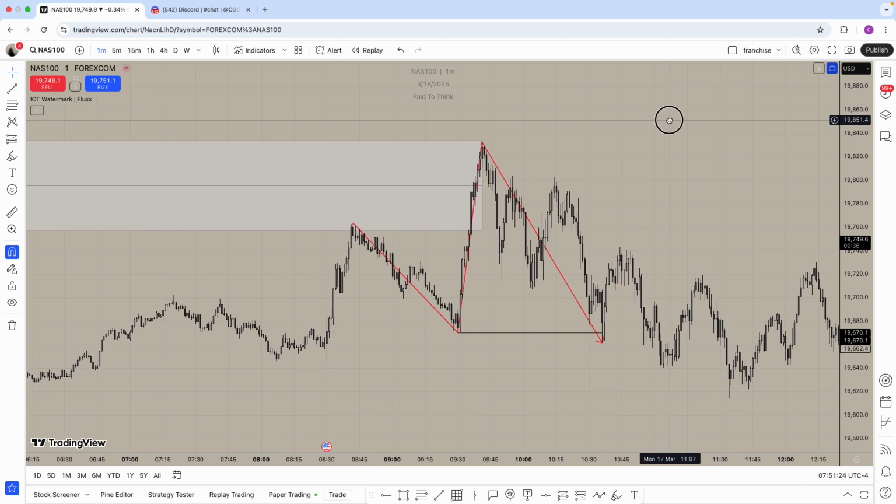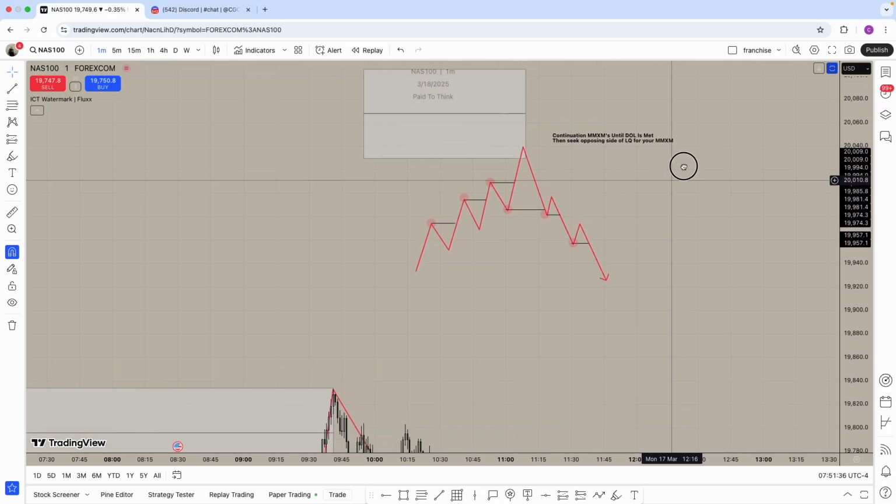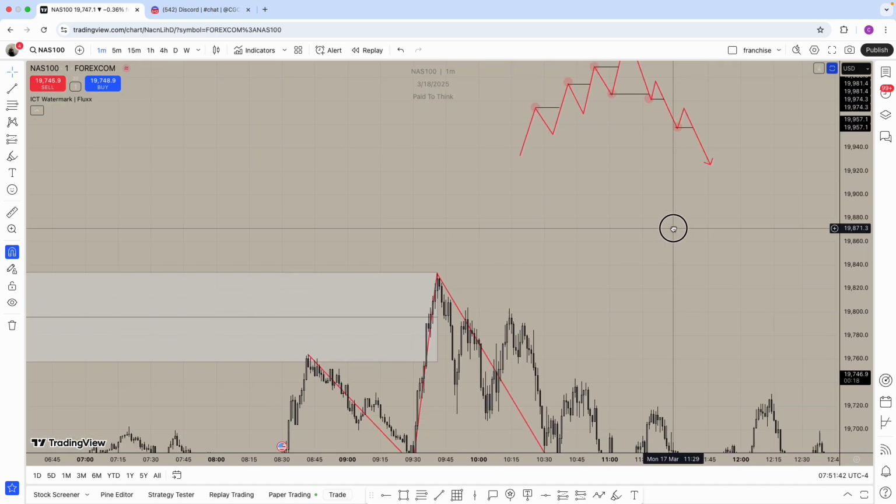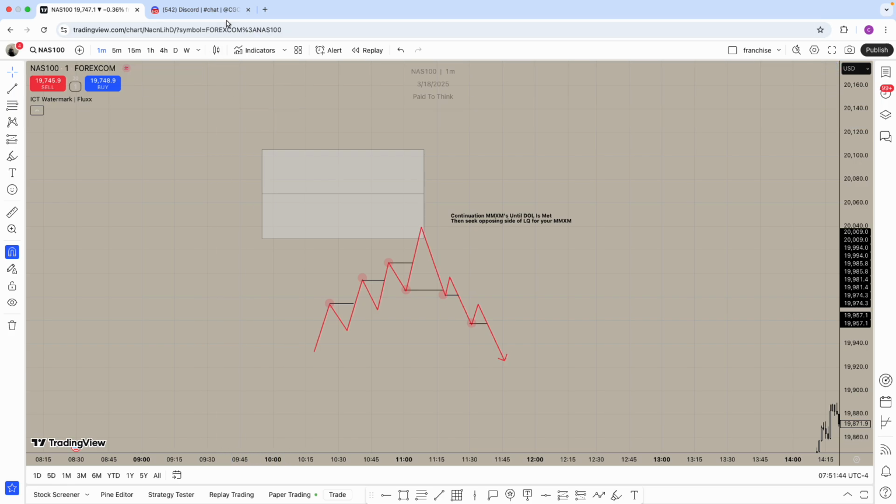You just need to make sure you don't pattern market maker models, and make sure you don't find a continuation market maker model off of a reversal PD array. That makes sense. That's a good bit of text.